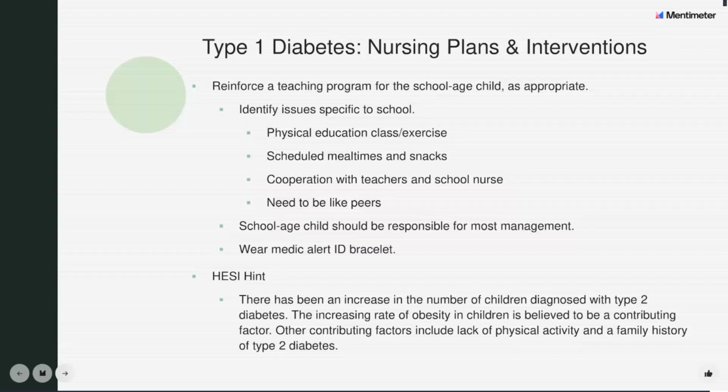We also need to keep in mind that they're going to feel like an outcast, not being like their peers as they're having to check their sugars, not being able to participate in activities. So that impacts them the most. And we are seeing an increase in our type 2 diabetics because we are seeing obesity on the rise.